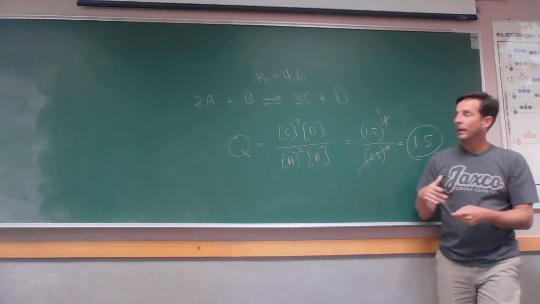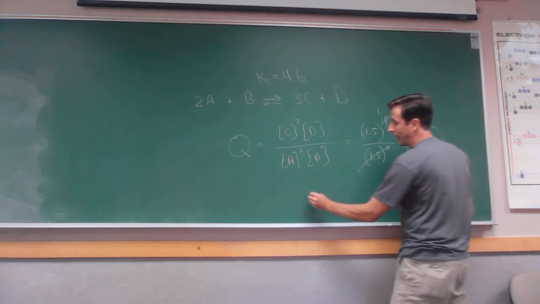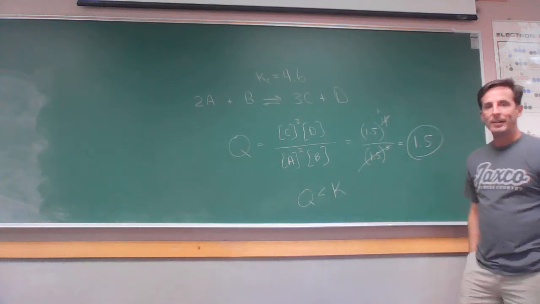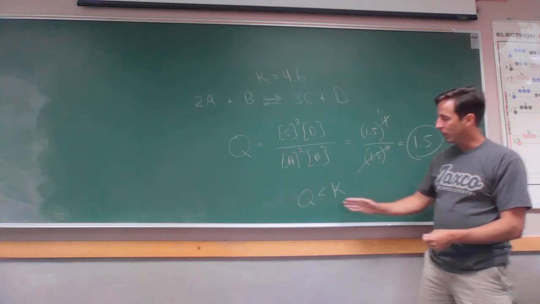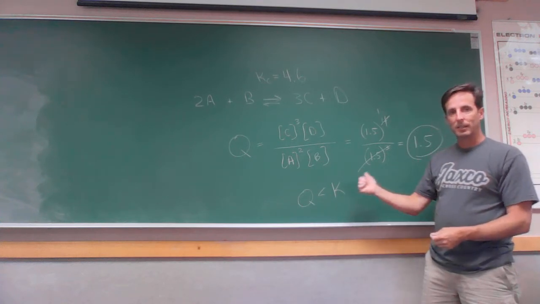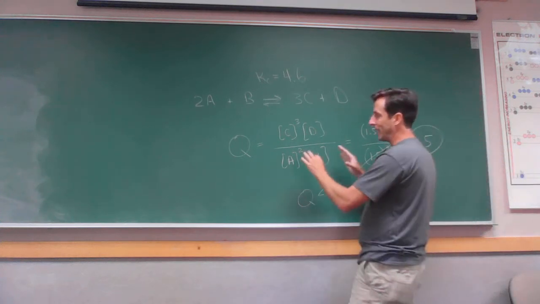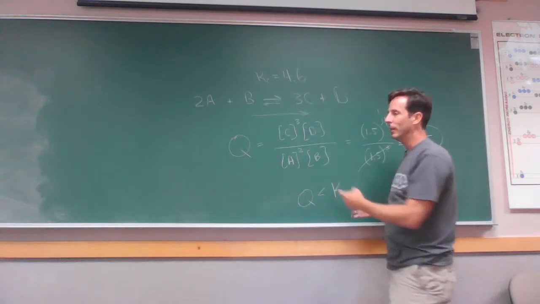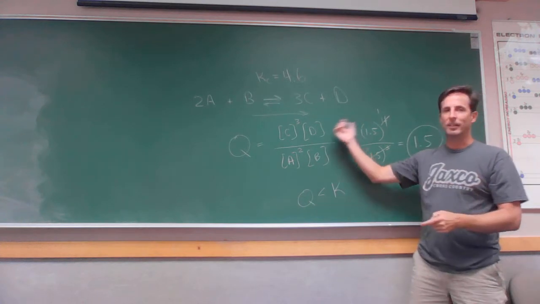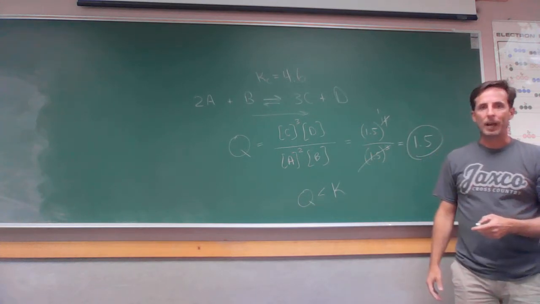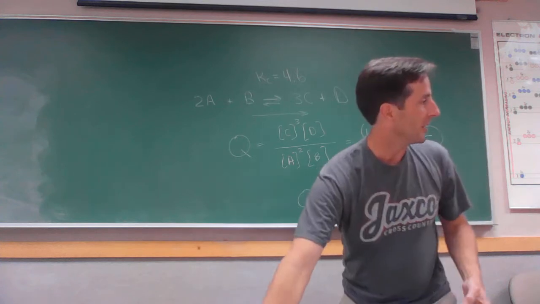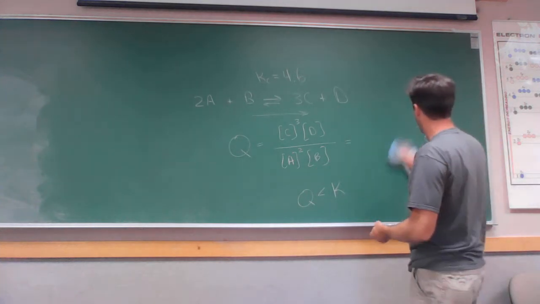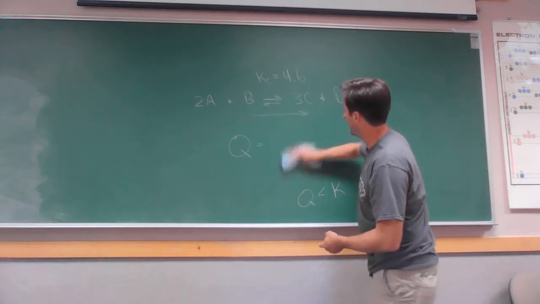Now, at this point, I know that K is 4.6, so I can say that Q is less than K. So when Q is less than K, the reaction is going to shift to the right. Now, the problem doesn't say that we have to solve it, but it does ask us to set up the ice table. So let's go ahead and do that.